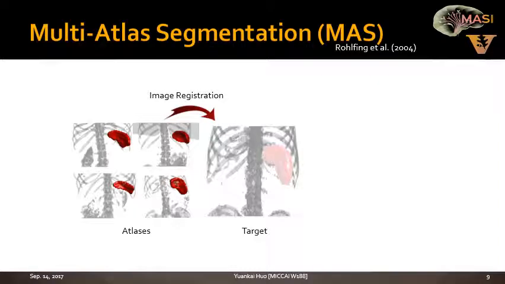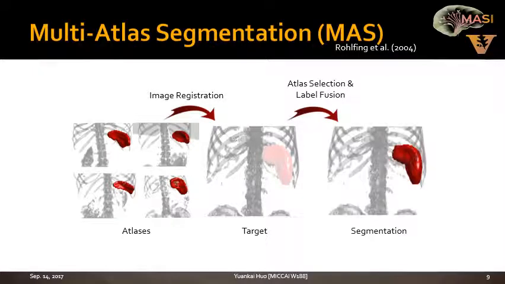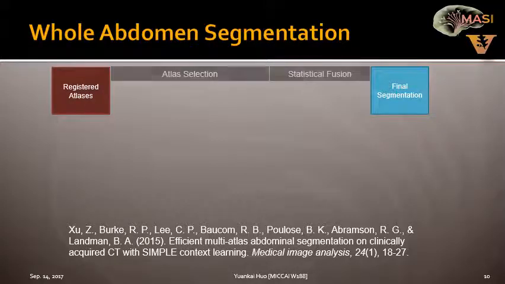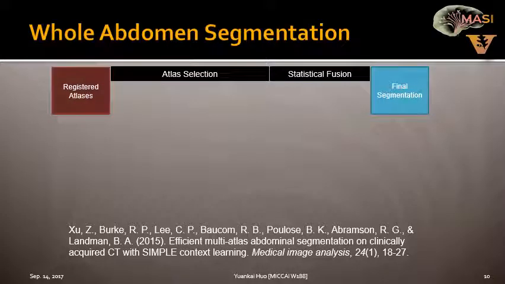We do the image registration to register each atlas to the target image, and we do the atlas selection and the label fusion to get the final segmentation of the target organ. Here is the pipeline of the whole body segmentation that we use. This method was developed in our lab. So first, we do the registration, do the atlas selection, statistical label fusion, and get the final segmentation.